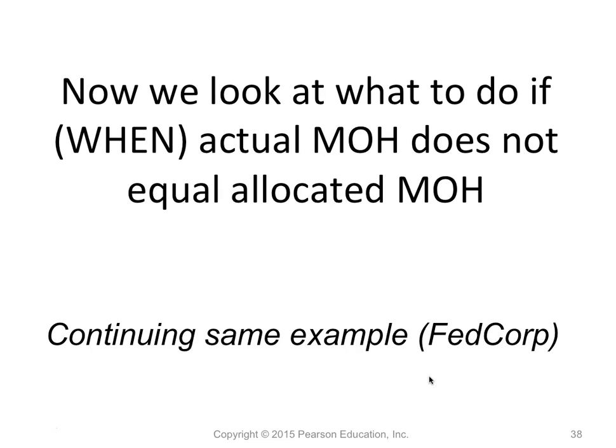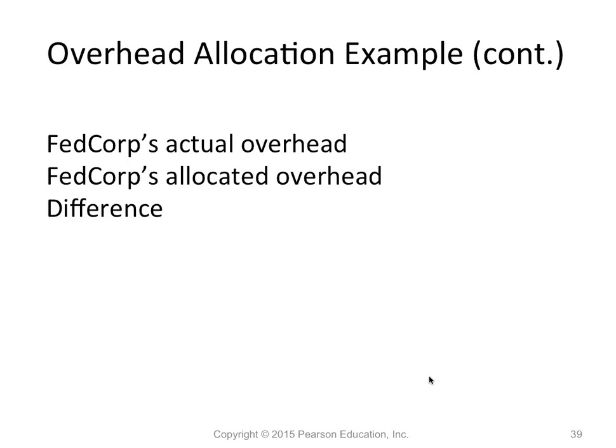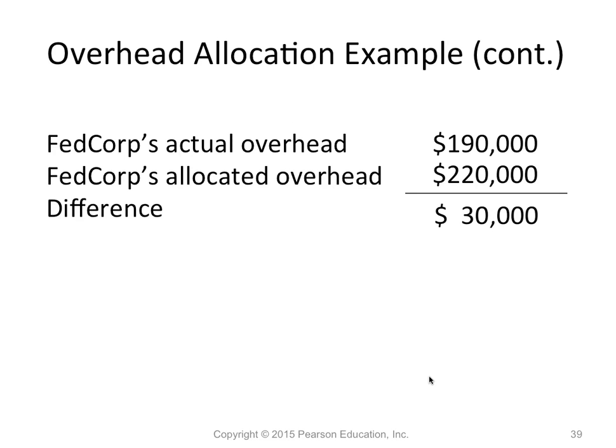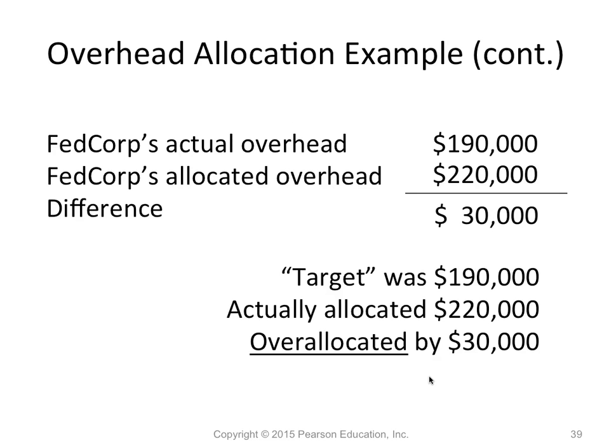Now we look at what to do if actual manufacturing overhead is not equal to the allocated manufacturing overhead. Here we find a difference of $30,000: the actual is 190, and the allocated is 220. So overhead over allocated is $30,000.